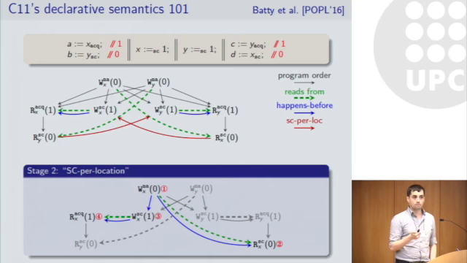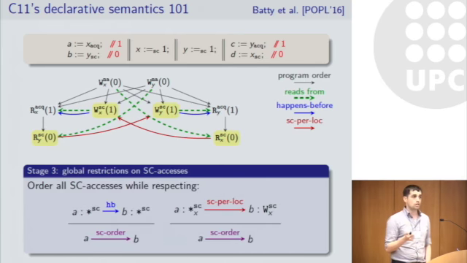Now, the last step, that is actually the most complicated one, is what about these SC accesses? So far, there was nothing special about them, and this is a global condition. You have to check all the SC accesses in your program. Here in this case, we have 4. And you have to find a total order on all of them that satisfies these conditions.